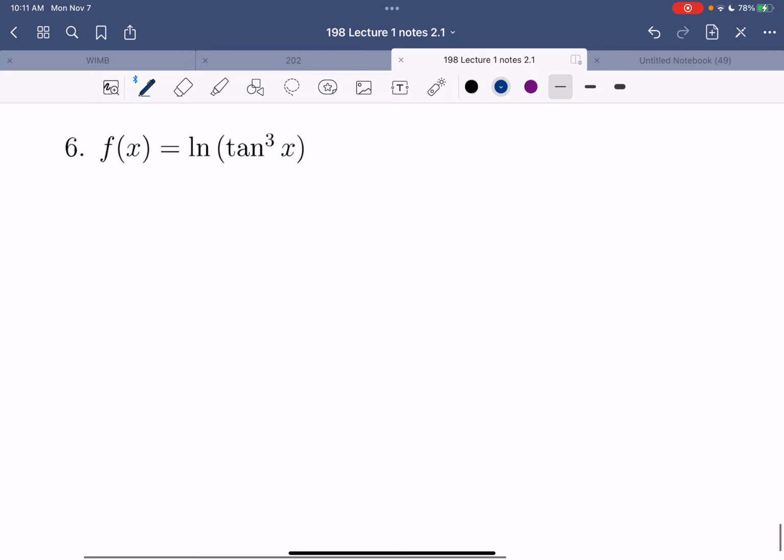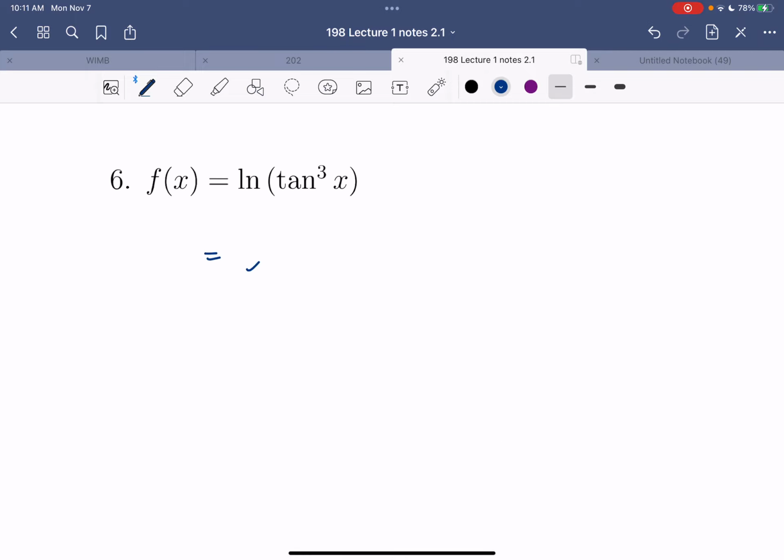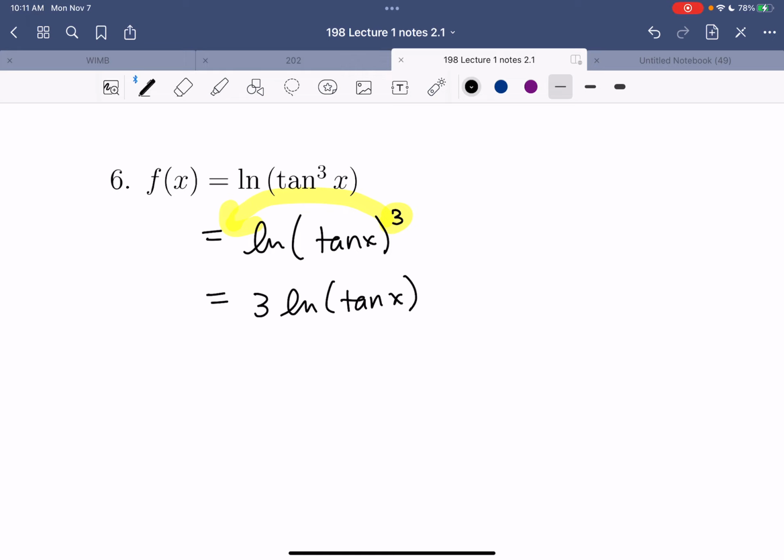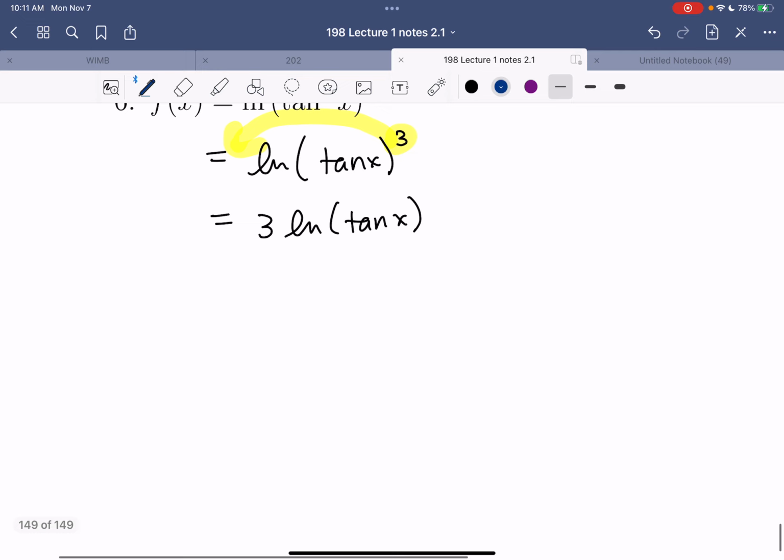And lastly, number 6, we have the natural log of tangent cubed. That's the natural log of tangent x cubed. So again, I'm not going to do this one the long way because I want you to get used to seeing this, we're going to move that exponent down and rewrite as 3 times the natural log of tangent x. That way when I go to take my derivative, I leave the 3 out front. The derivative of natural log is 1 over whatever I have, and then the derivative of tangent is secant squared.